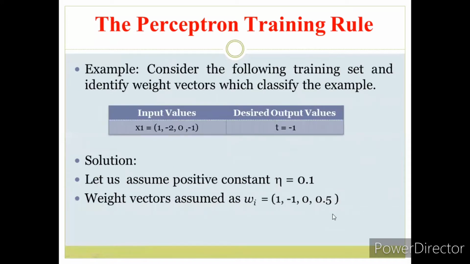Now let us see a simple example. Consider the following training set and identify the weight vector which classifies the example. The input values of x1 in the training set are 1, -2, 0, -1, whereas the desired target output is -1. Till we get the target output as -1, we need to perform the perceptron training rule. Initially, let us assume the learning constant, the positive constant eta, equal to the learning rate, as 0.1, and the weight vector is assumed initially as 1, -1, 0, 0.5.